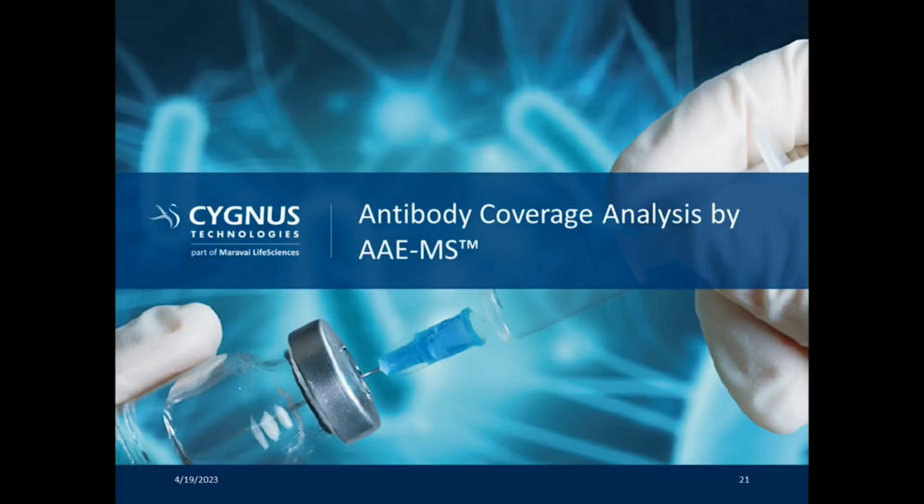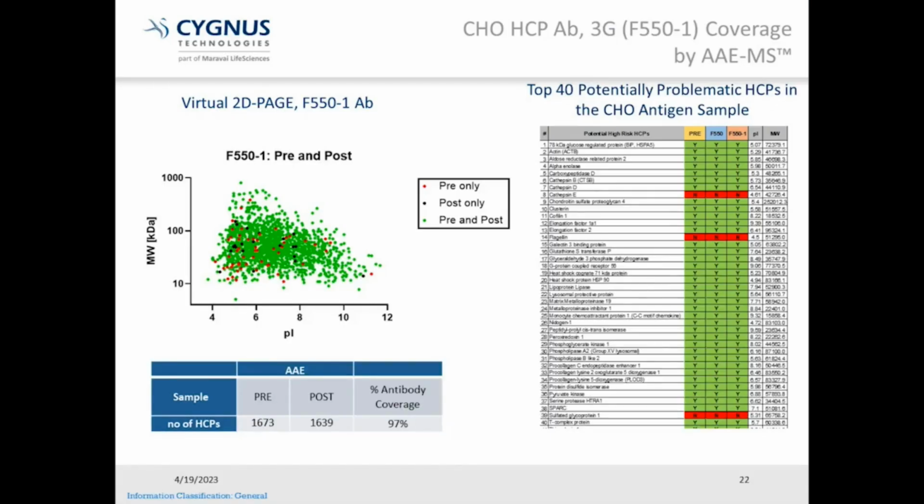For the next section of my presentation, I will present case studies where AAE and mass spectrometry were used to determine host cell protein antibody coverage and identify and quantify host cell proteins in process samples. AAE-MS was used to determine the antibody coverage of the CHO3G F550-1 antibodies. In the top left of the slide, we see a virtual 2D PAGE gel image of the F550-1 antibodies with the CHO antigen sample.